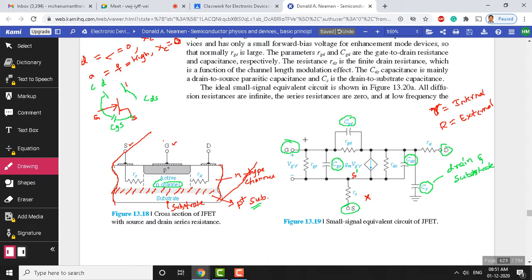Now we have seen the small signal equivalent circuit of this, the cross sectional view of this JFET. We have told the significance of each and everything. On the outer side you can see there is a gate terminal, a drain here, and a source here, and the substrate is not shown here. So this is a substrate. Usually we will ground the substrate, so that's why you see it grounded here.